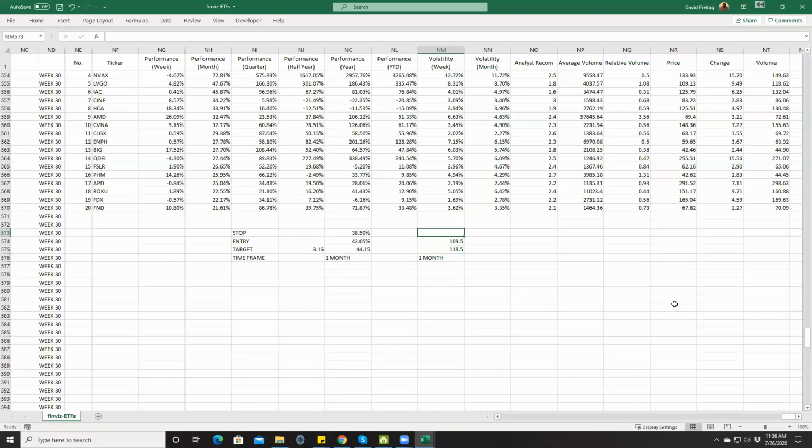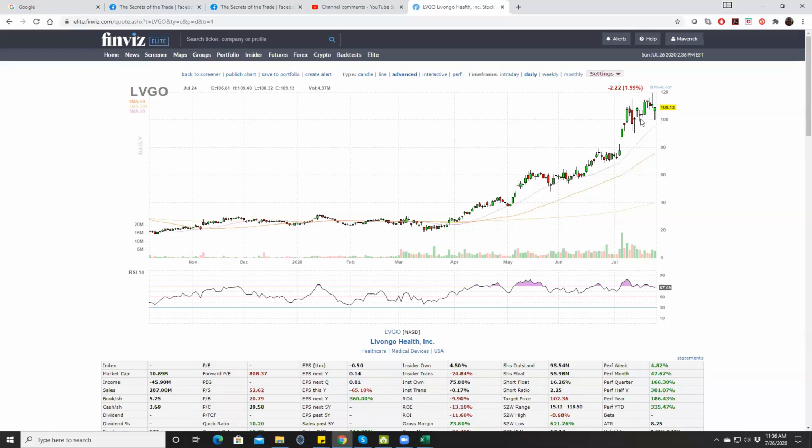And what's my stop? Well, let's take a look at LVGO. Looks like 100 has been some support. If it breaks below 100, then I want to go ahead and stop out and wait for another opportunity for it to try to break out above here.